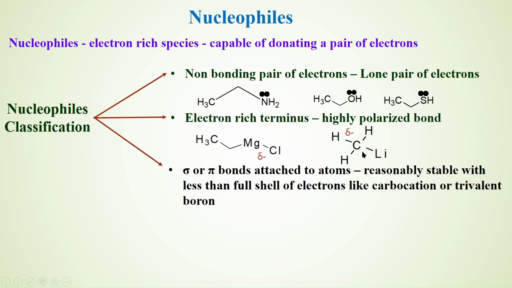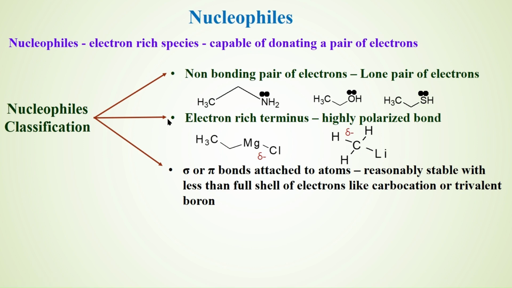In methyl lithium, the carbon is bonded with lithium. Lithium, a metallic element, is more electron rich or more electropositive than carbon. It donates the electrons, making the carbon electron rich. This is a polarized molecule, and the electron-rich terminus is carbon, as these electrons are donated from lithium. The electron-rich terminus of highly polarized species containing the polarized bond are the next set of nucleophiles.